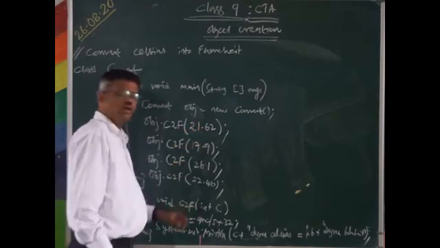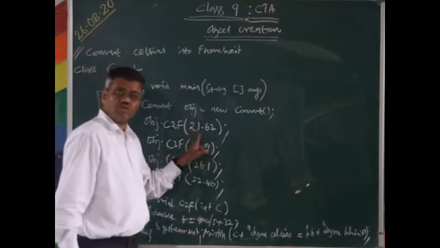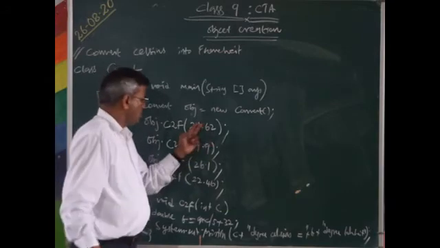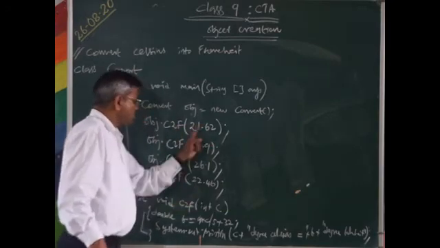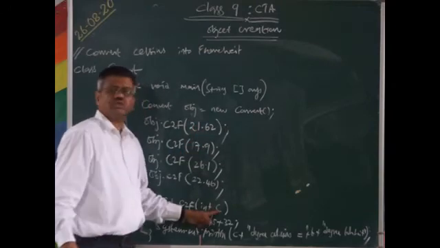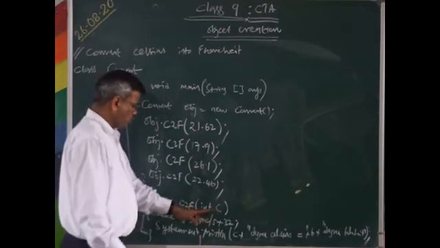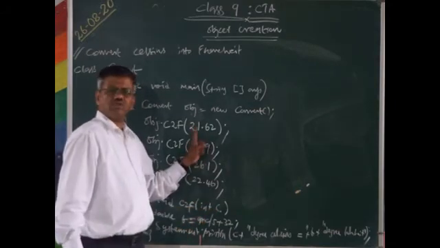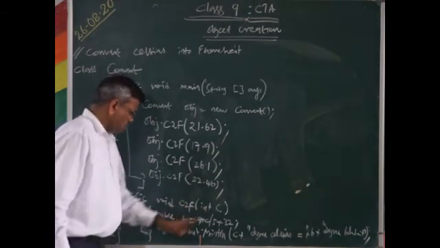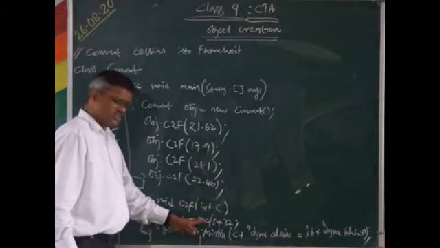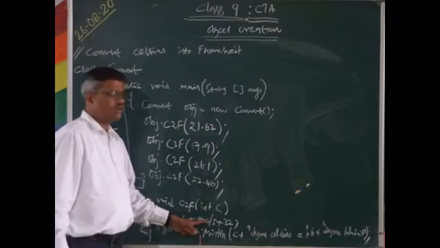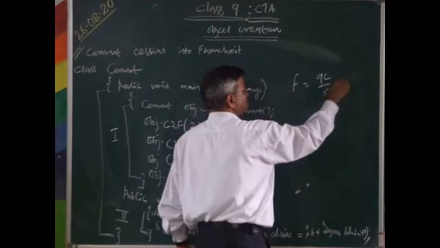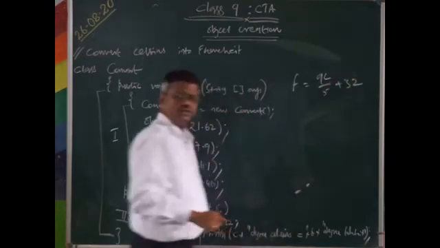When it goes here, this is called the actual parameter. What is the actual value? 21.62. When I go to C2F, 21.62 will be substituted in C. What would be the C value? Wherever C appears, in that place it will be 21.62. Comes down here, 9 into C. This is the formula you have to convert. I suppose you know this: 9C by 5 plus 32 is the formula.